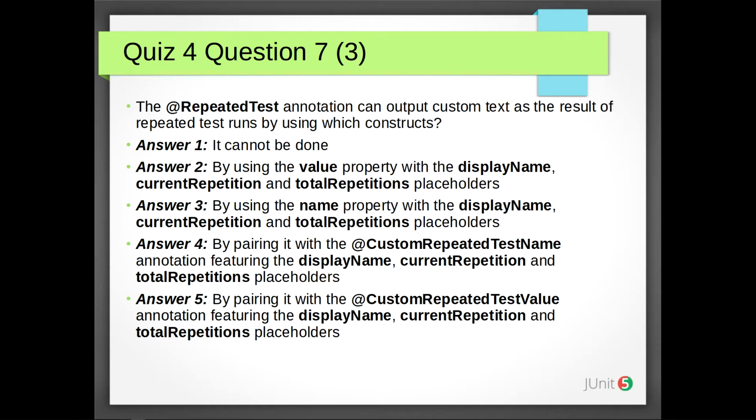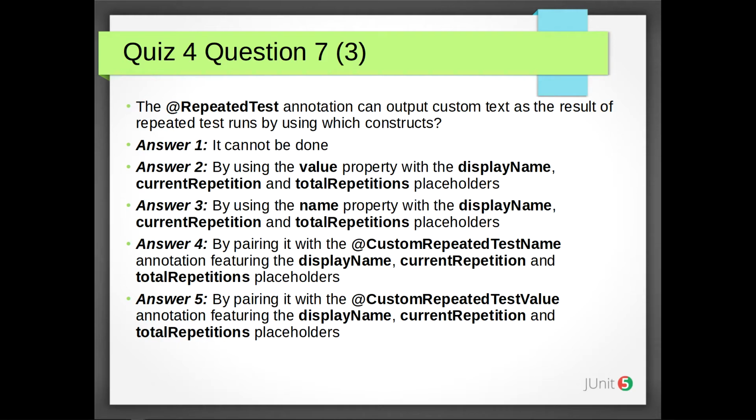Quiz 4, question 7. The @RepeatedTest annotation can output custom text as a result of repeated test runs by using which constructs? Answer 1. It cannot be done. Answer 2. By using the value property with the display name, current repetition, and total repetitions placeholders. Answer 3. By using the name property with the display name, current repetition, and total repetitions placeholders.